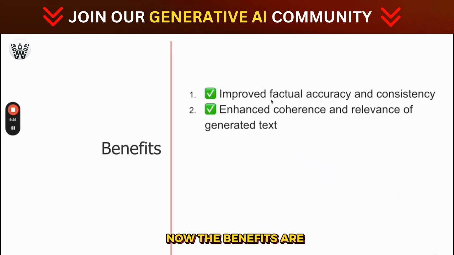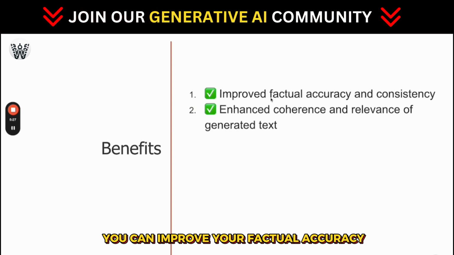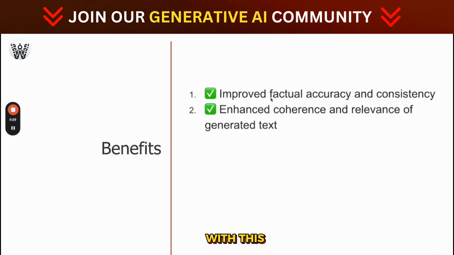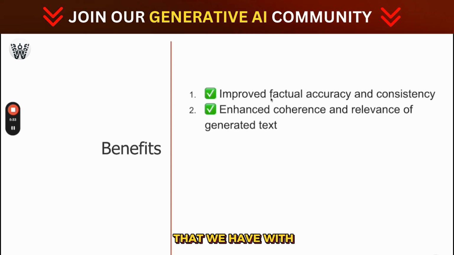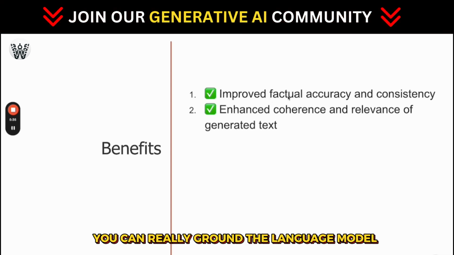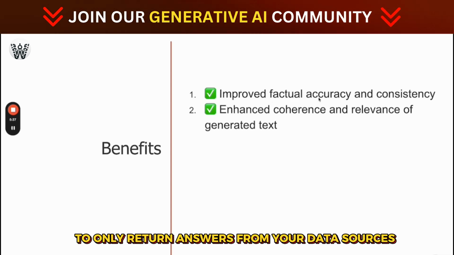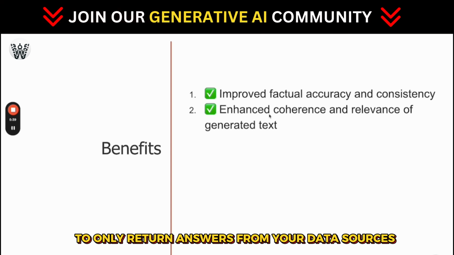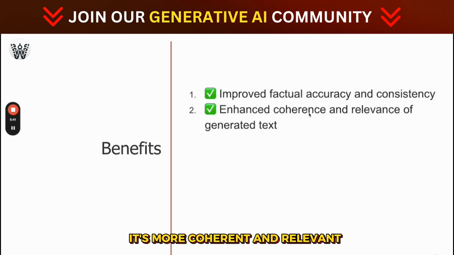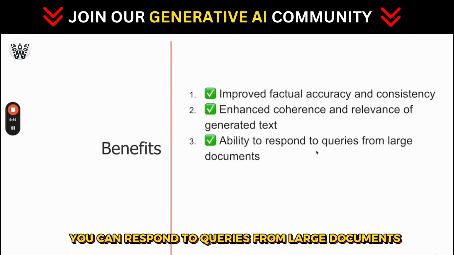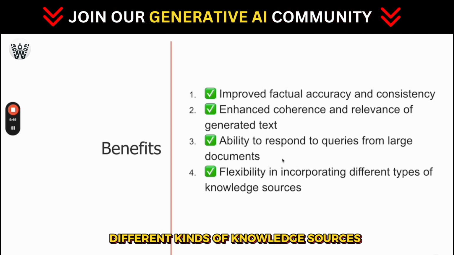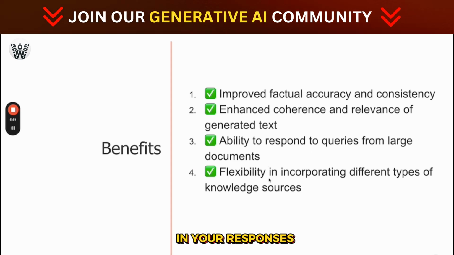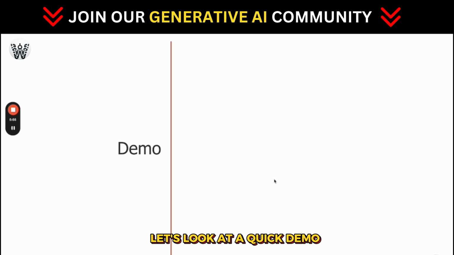Now, the benefits are you can improve your factual accuracy and consistency with this. So this also avoids the hallucination problem that we have with large language models. You can really ground the language model to only return answers from your data sources. It's more coherent and relevant generated text. You can respond to queries from large documents, and you can also incorporate different kinds of knowledge sources in your responses. Let's look at a quick demo.